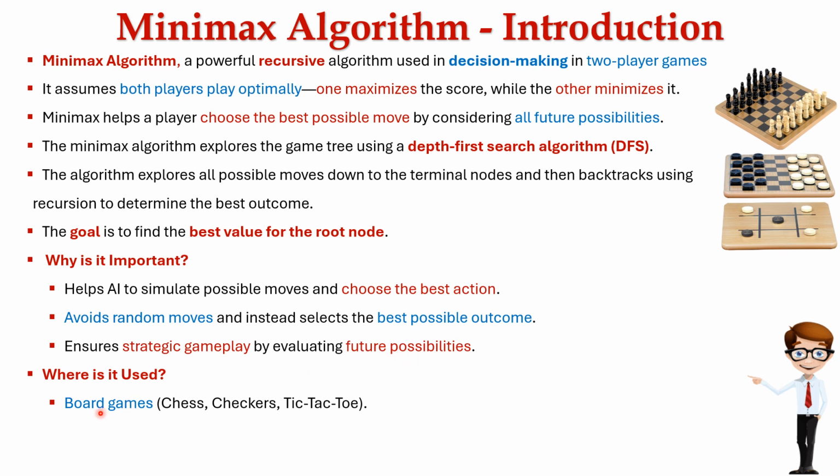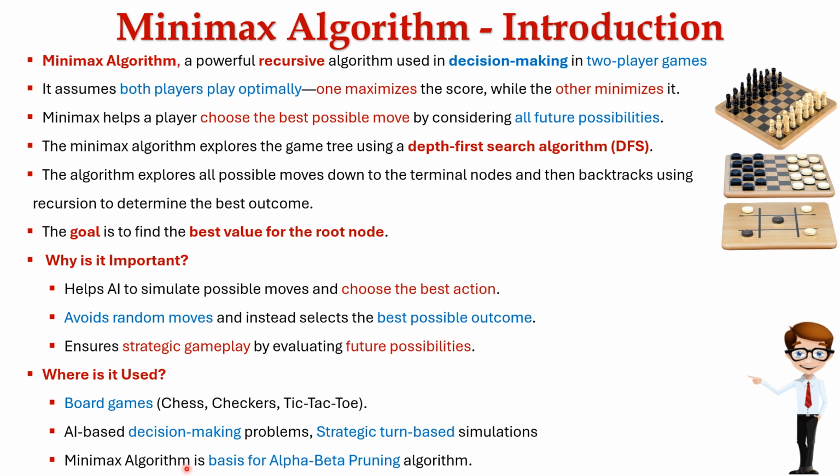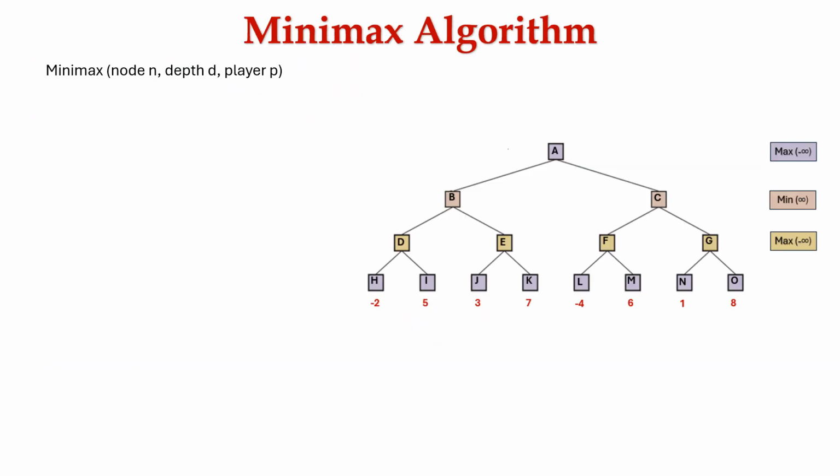It is used in board games such as chess, checkers, and tic-tac-toe. It is also used in AI-based decision-making problems and strategic turn-based simulations. The Minimax algorithm is the basis for the alpha-beta pruning algorithm. Now let's break down the Minimax algorithm.